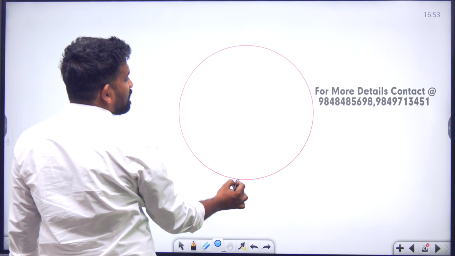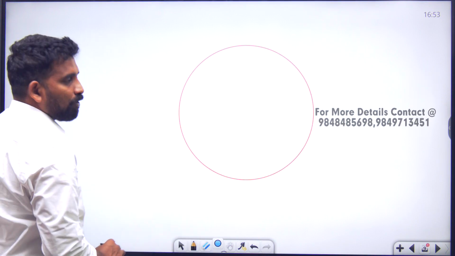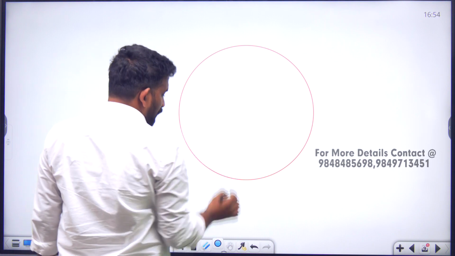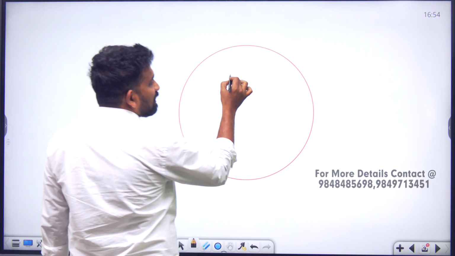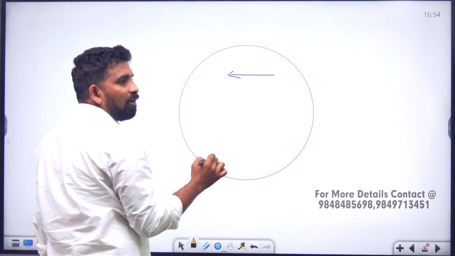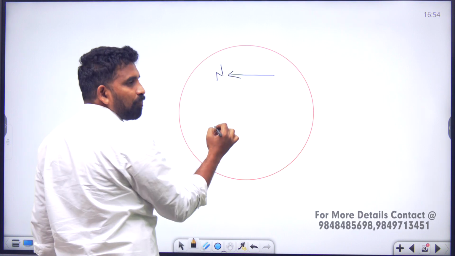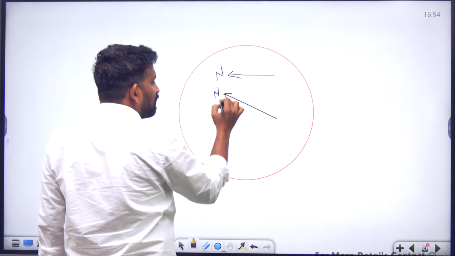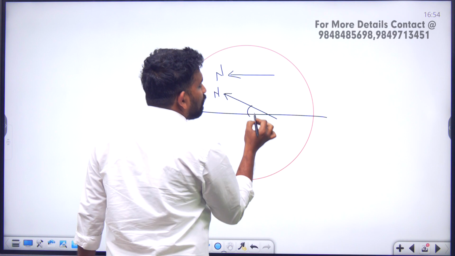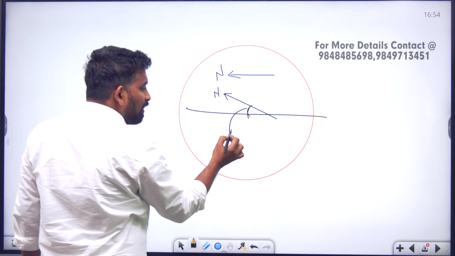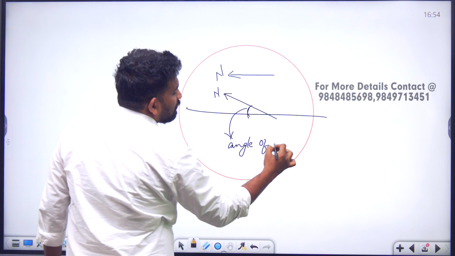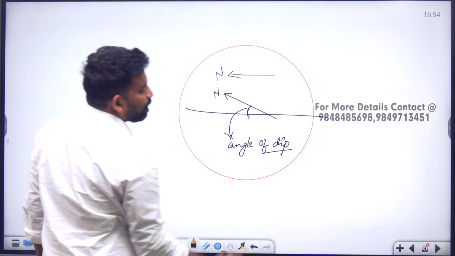This is the Earth's surface. Now, whenever we are bringing a vertically mounted needle, for example, this is a vertically mounted needle which shows the north direction. This vertically mounted needle shows some north direction with respect to an imaginary horizontal line. Whatever the angle made here, this angle is nothing but the angle of dip.